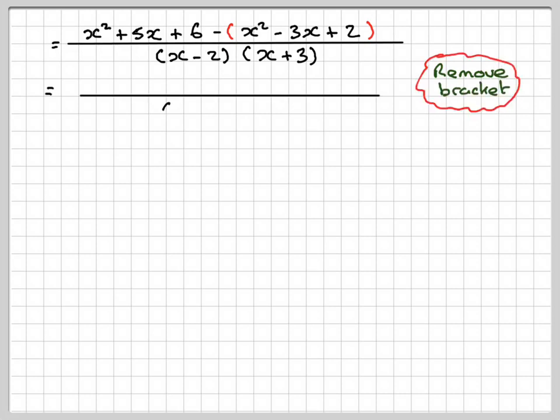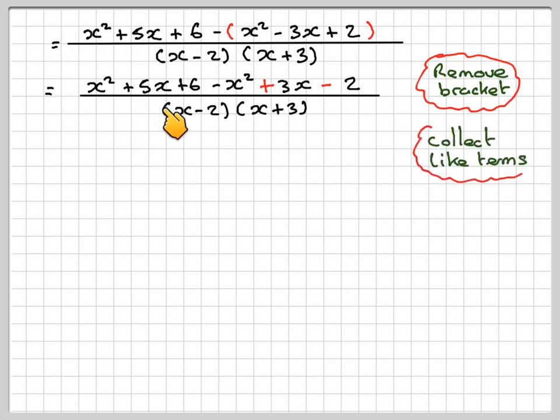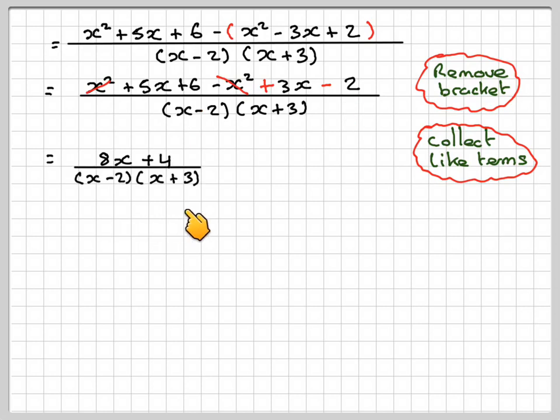So we've got x squared plus 5x plus 6, then we're going to have minus x squared, we have to change the signs here, plus 3x, and then minus 2, over the denominator. And then we're going to collect together again the like terms. So x squared minus x squared, they cancel each other out. We've got 5x plus 3x, which makes 8x, and then 6 minus 2, which makes 4, over our denominator of (x - 2)(x + 3).